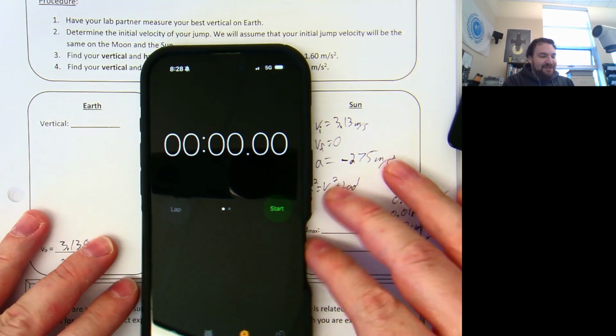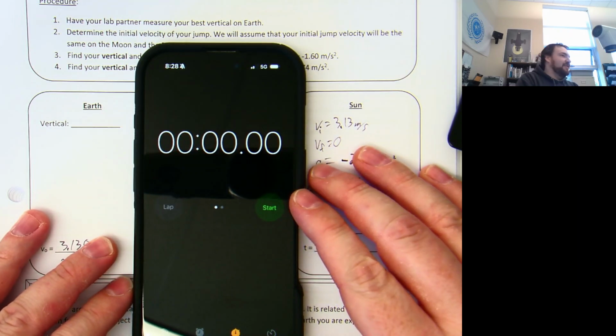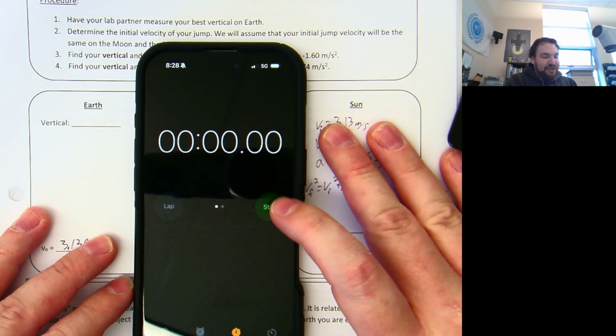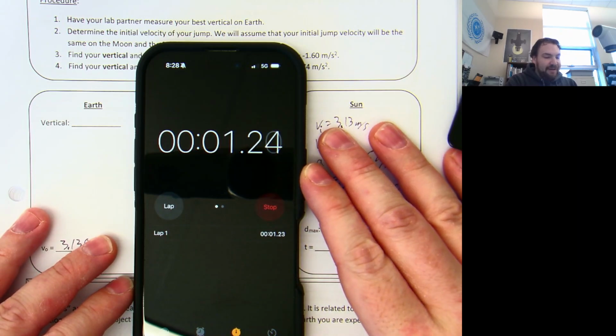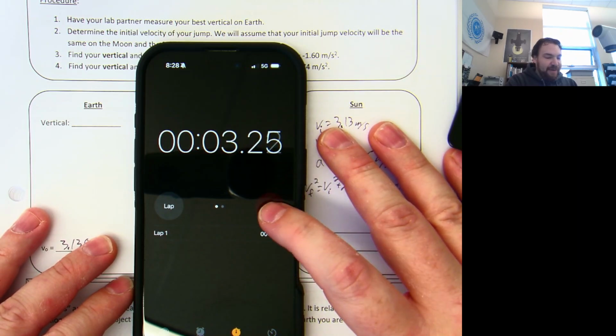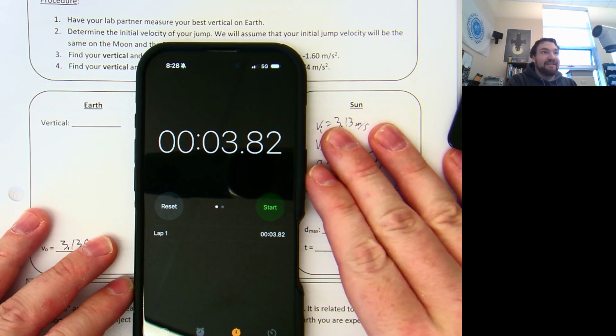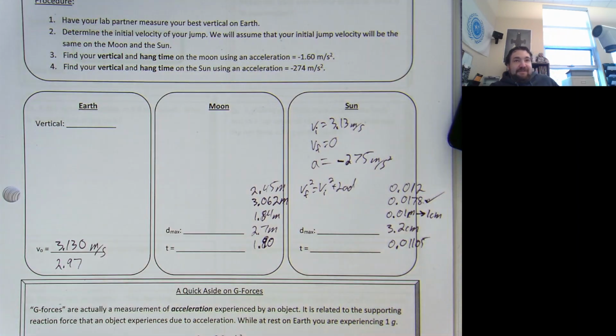You said 3.9, Ezra? Okay. So that means you jump, and you're in the air, and you're back down. That's a long time to be floating through the air on the moon. I don't know, 3 seconds or 4 seconds doesn't sound like a lot, but it's an uncomfortable length of time.